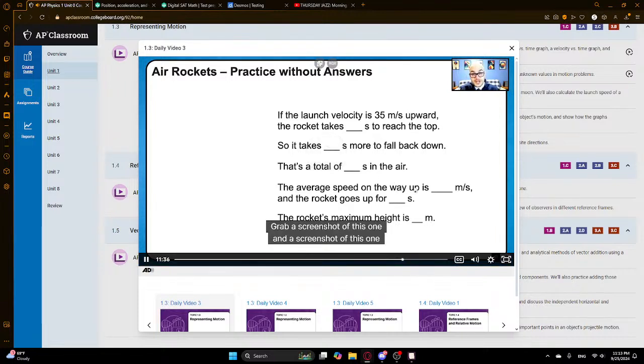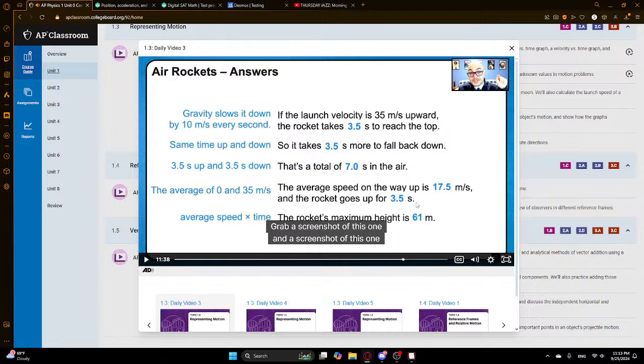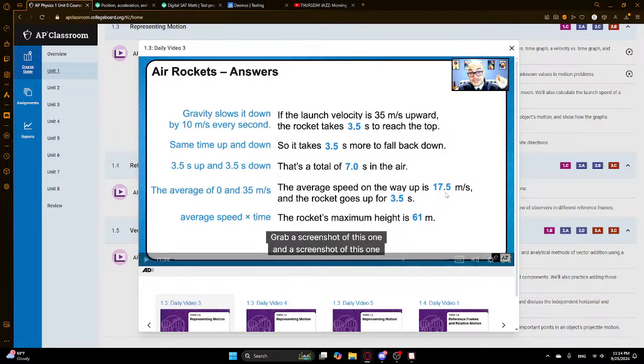Figure it out. Okay, what the hell? 3.5, total 7 seconds. Average speed... The rocket speed on the way up is 17.5 meters per second. 17.5, and the rocket goes up for 3.5 seconds. So maximum height is 61. Bro. Average speed times time. Oh my gosh.